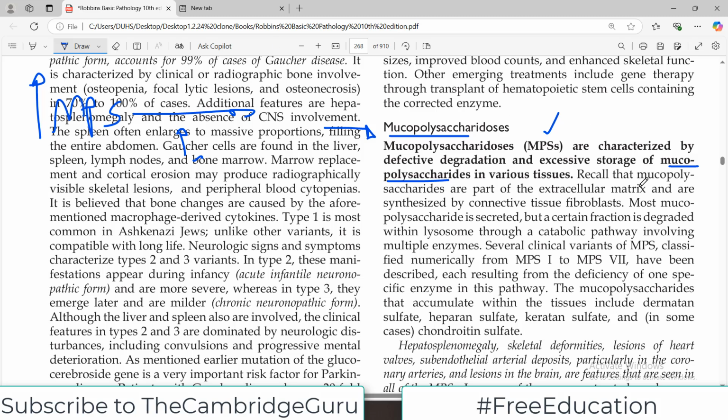Now recall that mucopolysaccharides are part of the extracellular matrix. They are usually present outside the cells in the extracellular matrix. They are synthesized by which cells? By fibroblasts, which are present in the connective tissue. And most of the mucopolysaccharides generated are actually secreted, but there is a small fraction which is degraded, which is taken up by the cells first and then degraded by the lysosomes.